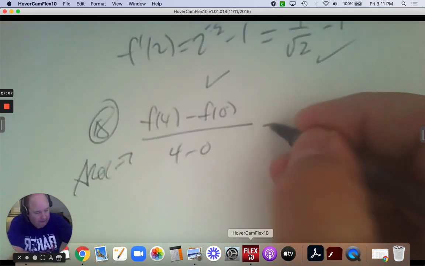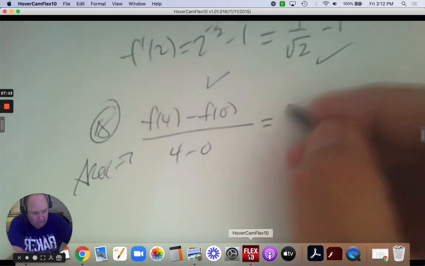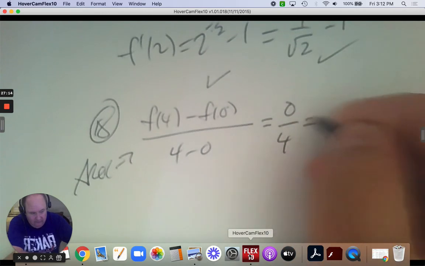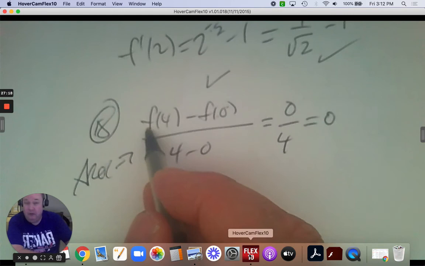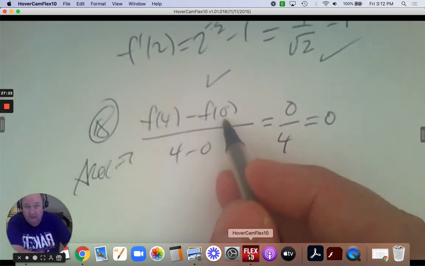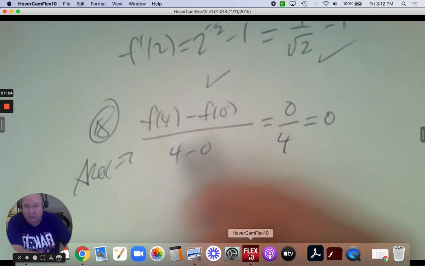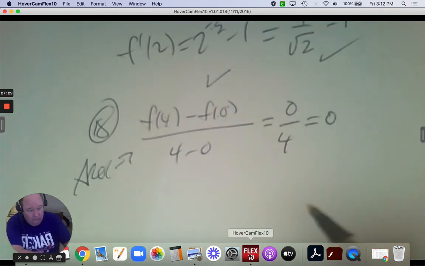So if I plug in 4, the answer is, these are x-intercepts, right? So this is 0, take away 0, divided by 4. So that answer is 0. I didn't even need to worry about it, because I remember these are x-intercepts. When you plug in 4, the answer is 0. When you plug in 0, the answer is 0. 4, take away 0, the answer is 4. Divide, and the answer is 0.